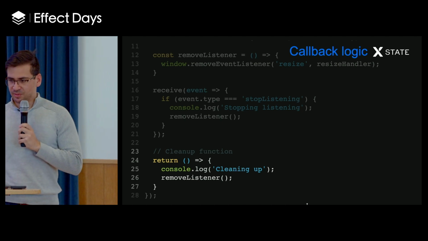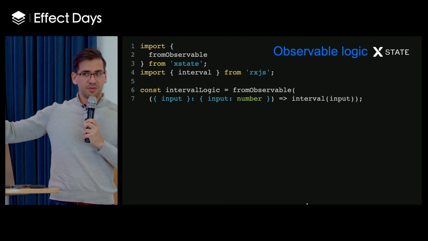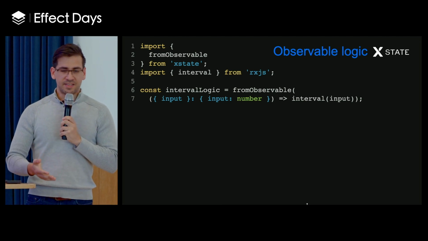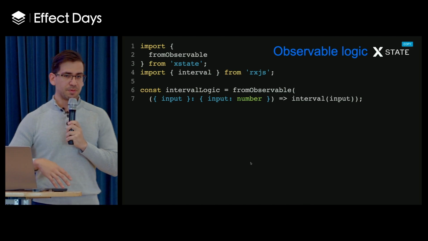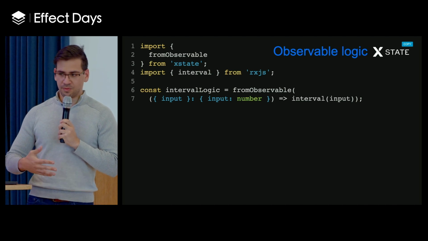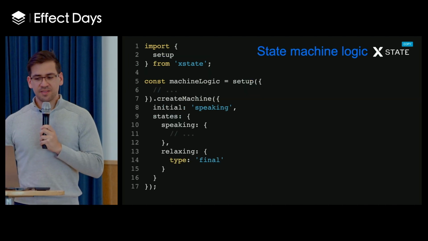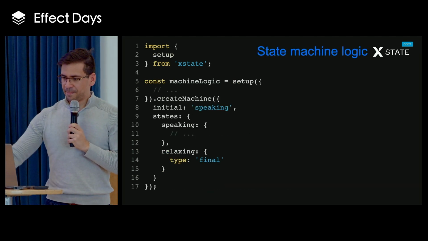So there's also observable logic, really simple. Effect has the concept of streams. This is based on the TC39 observable proposal, so you could actually use any sort of compatible observable with XState. And of course, there is state machine logic too, like we just talked about.